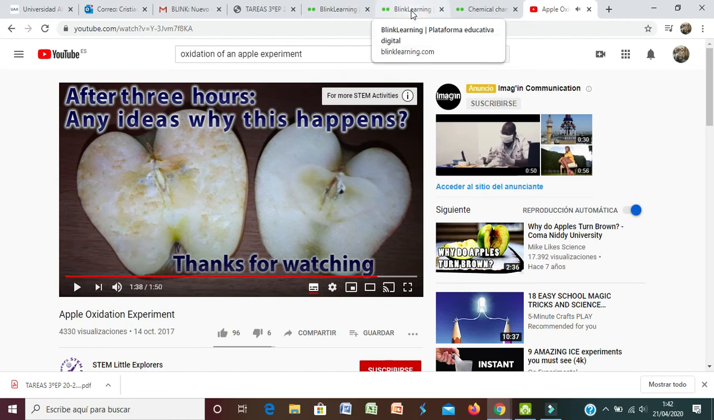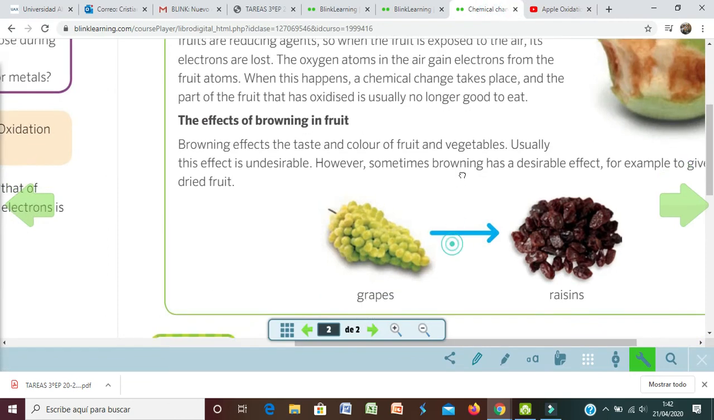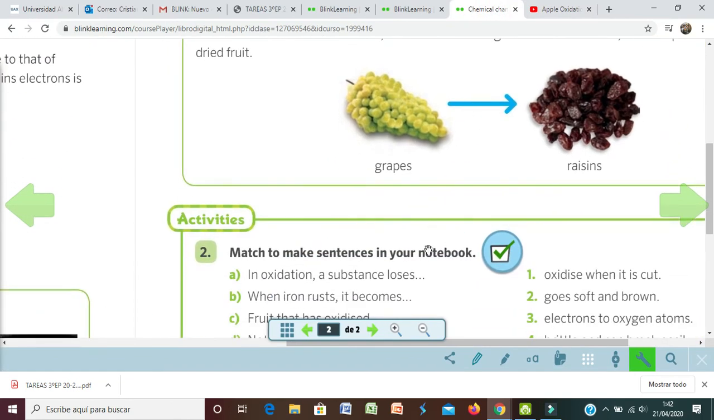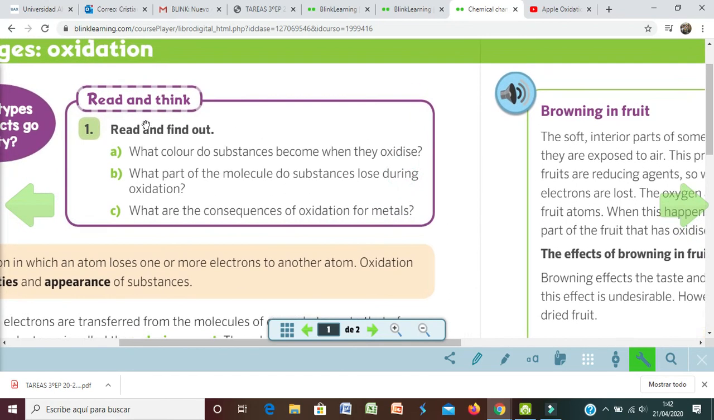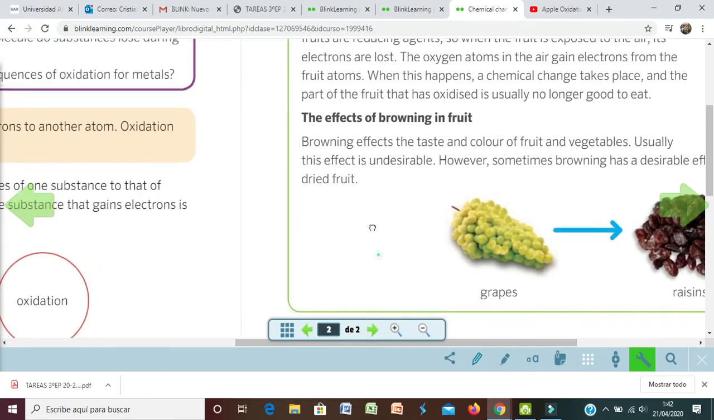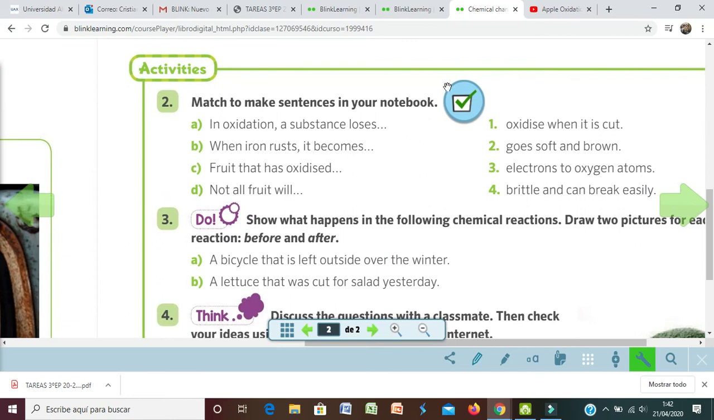Okay? So I hope that you understood everything. If you have any question, tell me. Now, you have to do all the exercises, but which one you have to do on your notebook? Exercise 1 on the notebook, and you send me a picture through Bling Learning. Exercise 2, you do it in Bling Learning because it has a tick.